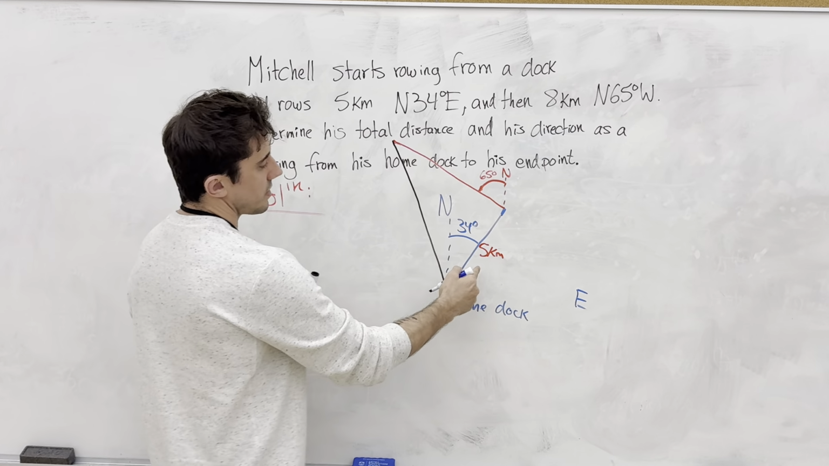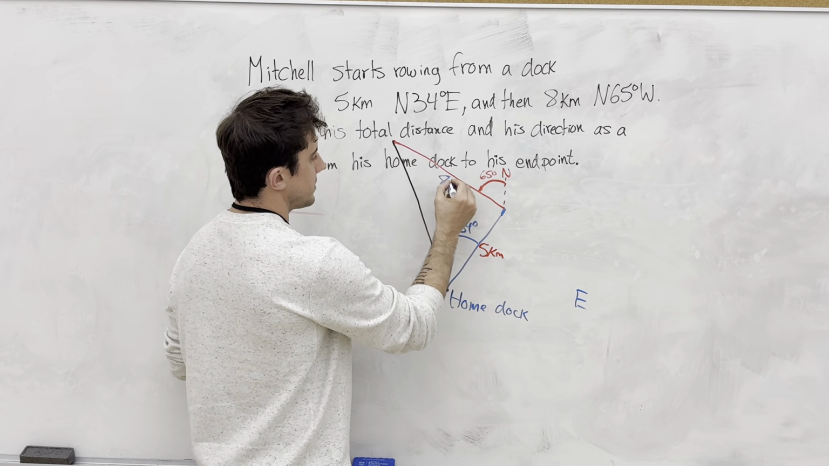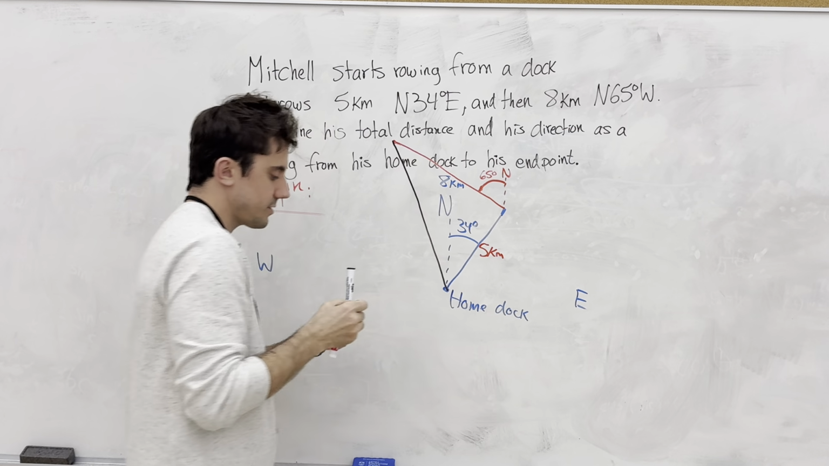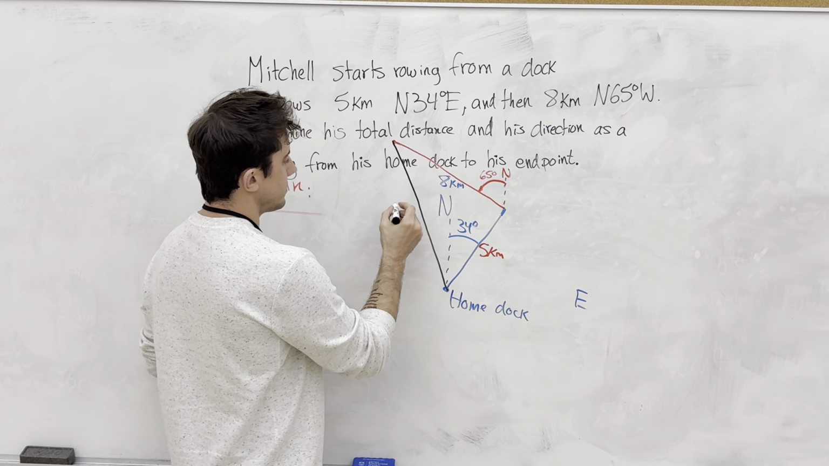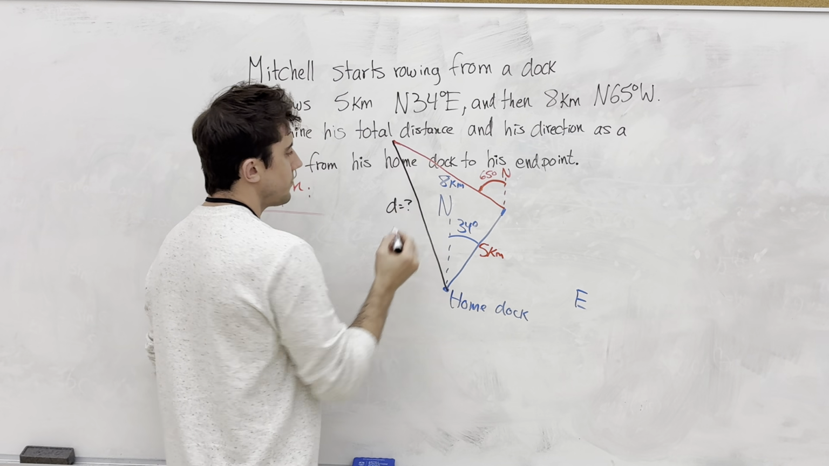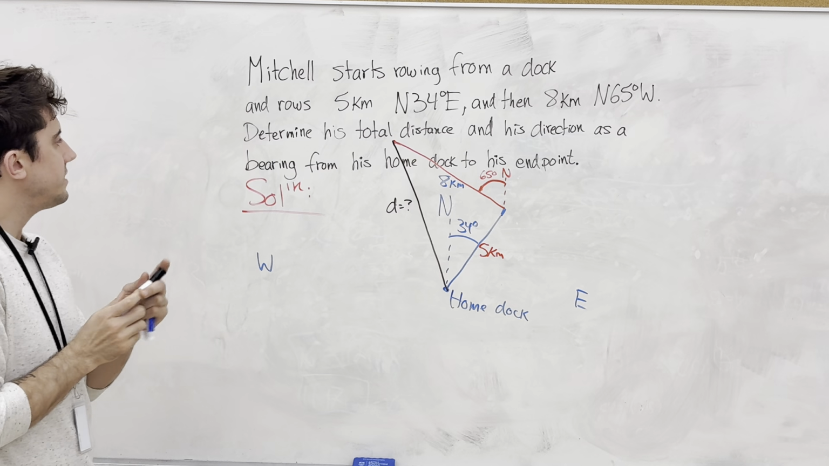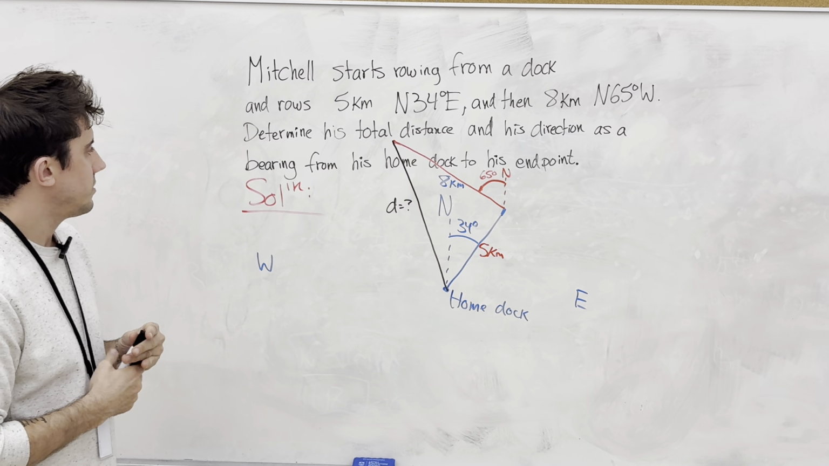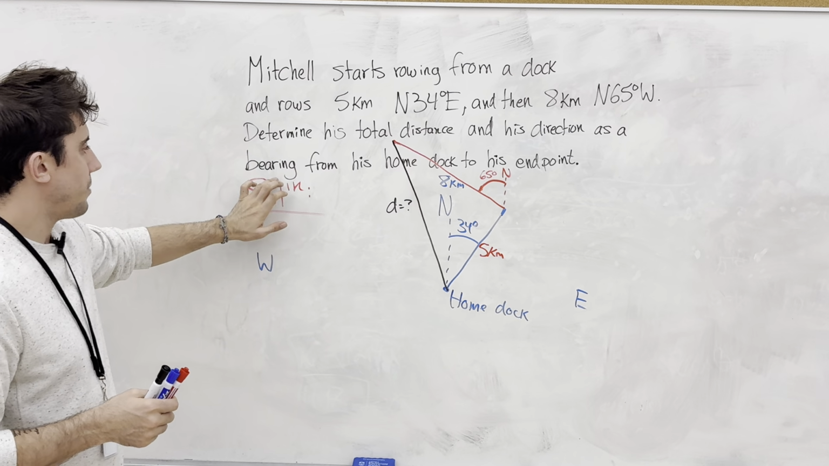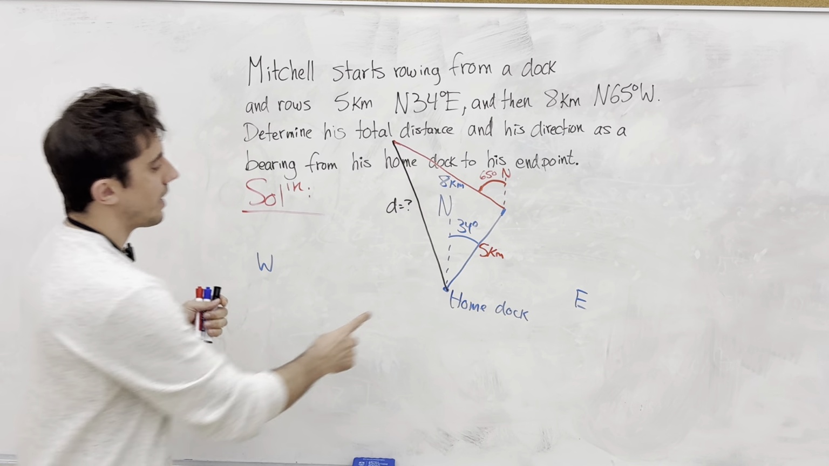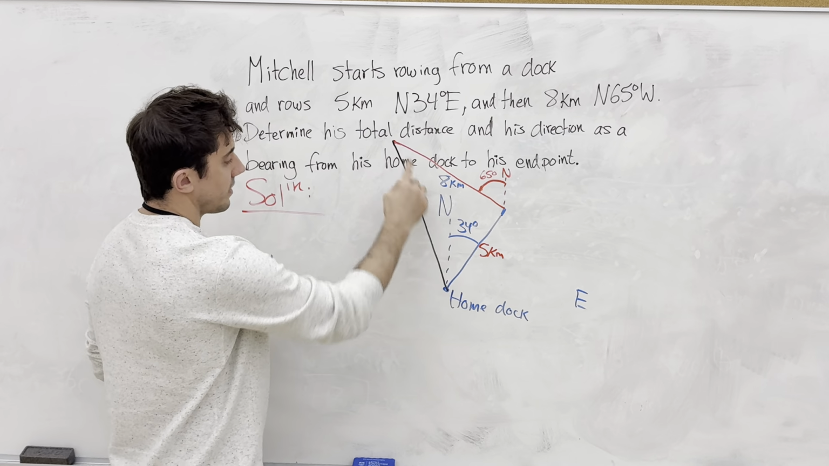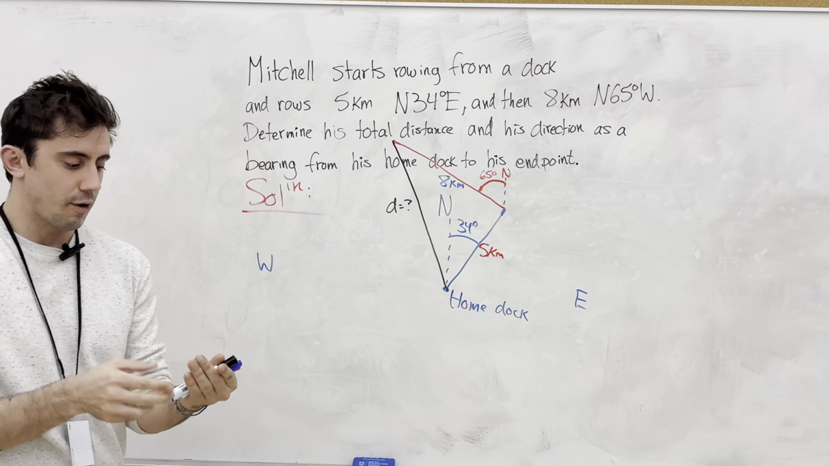So, we're looking to find his total distance traveled, which means all 3 sides together. We already have 2 sides. This is 5 kilometers. This leg is 8 kilometers. And so we need to find this last distance. Let's call this D. And we need to find his endpoint as a bearing from his home dock, okay? So, meaning how do we go from here to there in one fell swoop, okay?